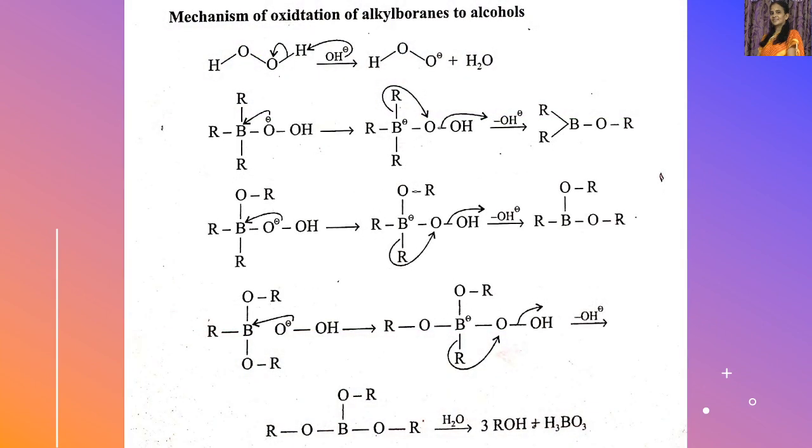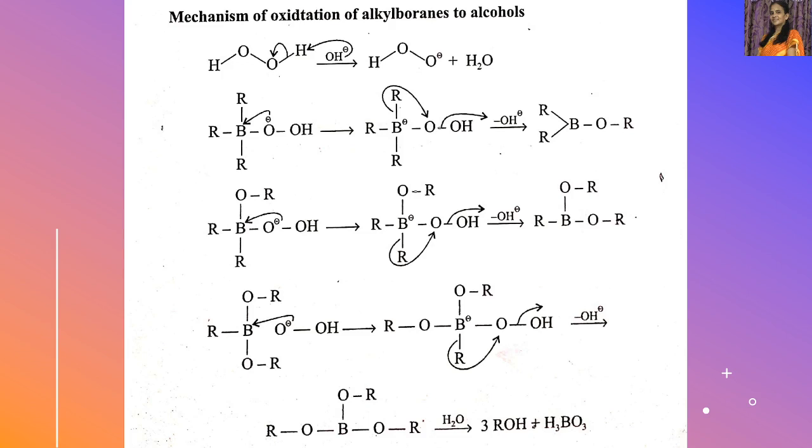Now, the mechanism of oxidation of alkyl boranes to alcohols. So, how alkyl boranes get converted to alcohols is given here. Okay. So, this is hydrogen peroxide, H2O2. A peroxy bond is present here. Now, in presence of a base, it gives this ion, the HOO minus ion. This ion is produced.